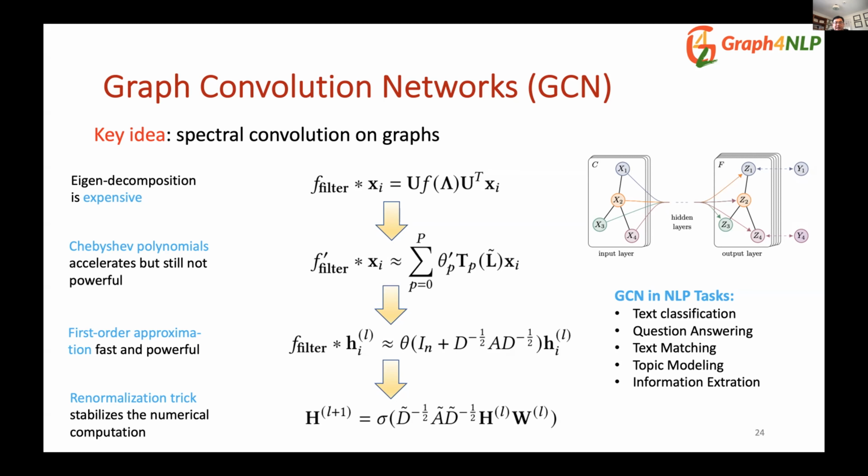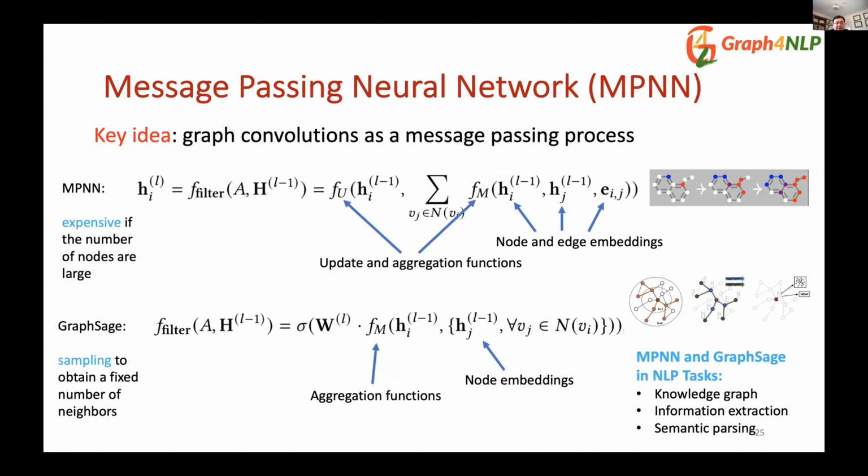This GCN method has been widely used for many NLP tasks, such as text classification, question answering, text matching, topic modeling, and so on and so forth. The second type of method is the message passing neural network. The key idea here is that instead of doing the spectrum convolution, you now cast this graph convolution as a message passing process.